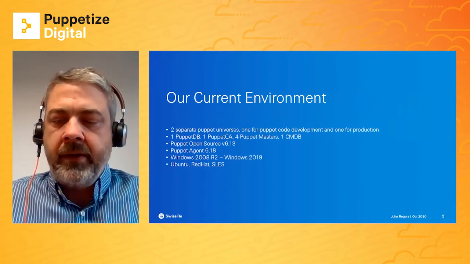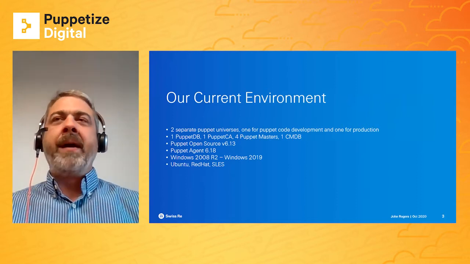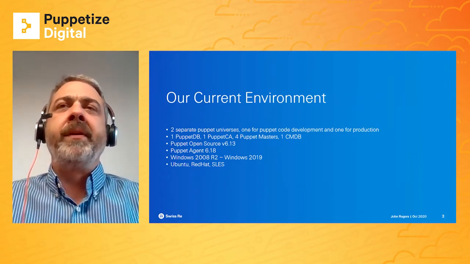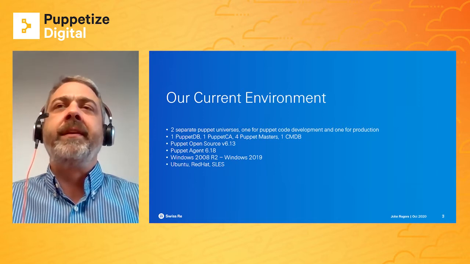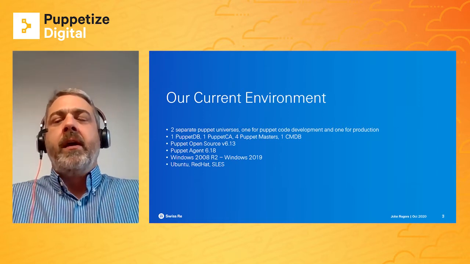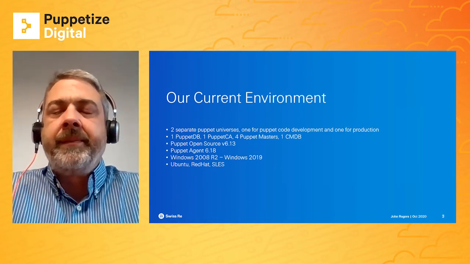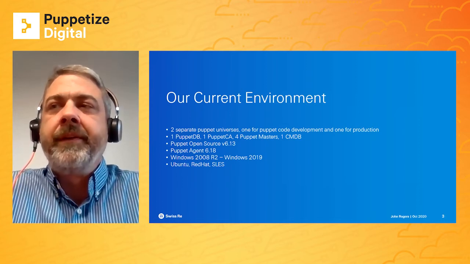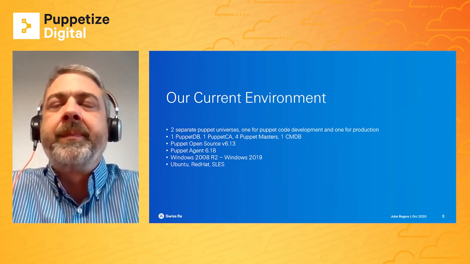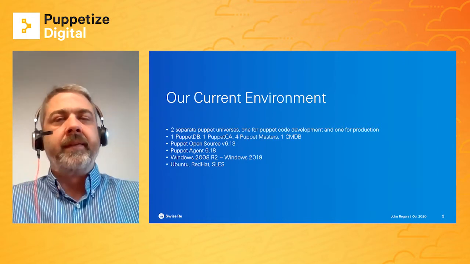I wanted to start with a little bit of background on how we have our Puppet environment set up, how many machines we manage, and then go into more detail about different modules that we use and different ways we use Puppet to help us perform automation tasks.